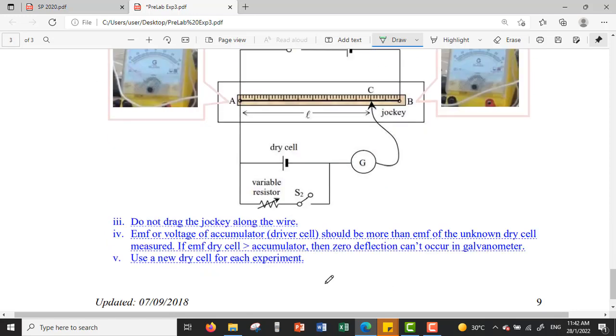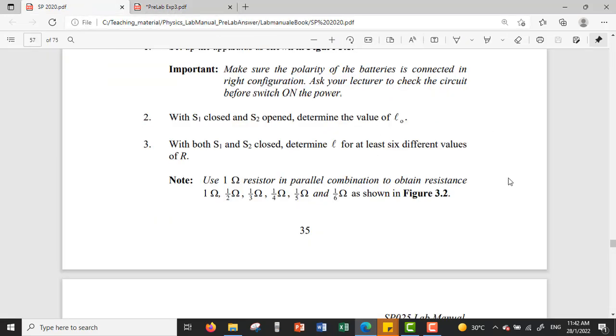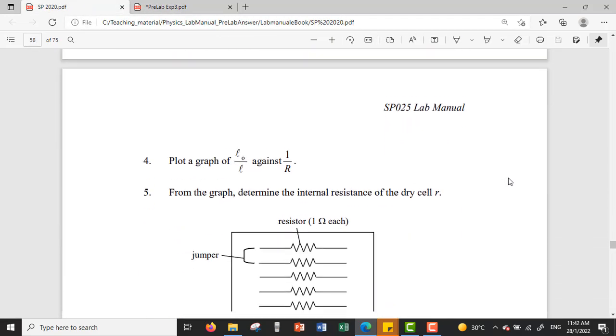So boys and girls, as preparation before you enter the laboratory to perform the experiment, you can refer to the procedure and construct a data observation table for this experiment.